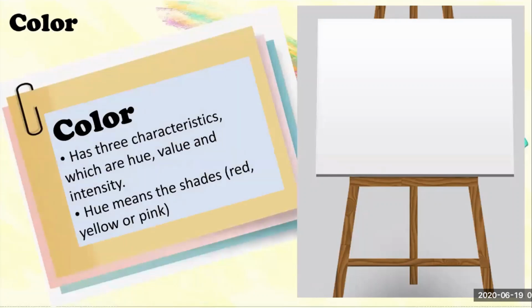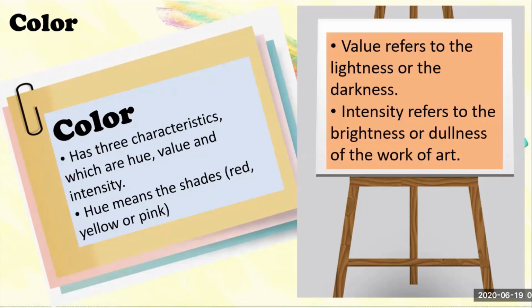Color has three characteristics which are hue, value, and intensity. Hue means the shades such as red, yellow, or pink. Value refers to the lightness or the darkness. Intensity refers to the brightness or dullness of the work of art.